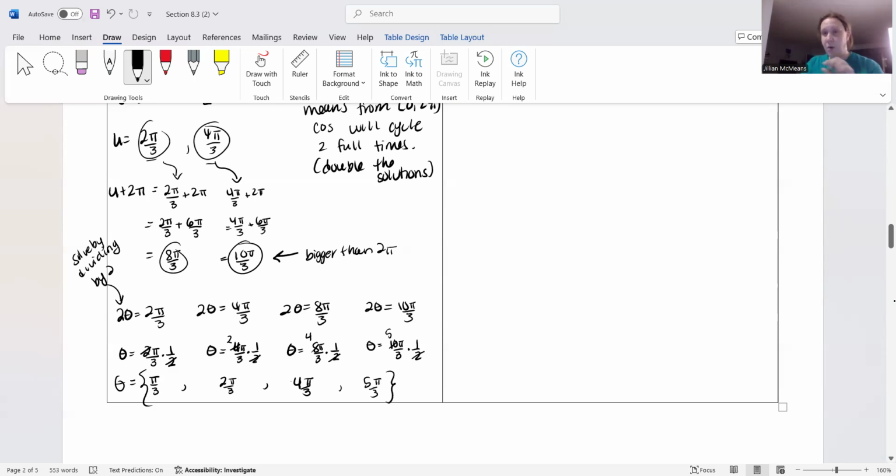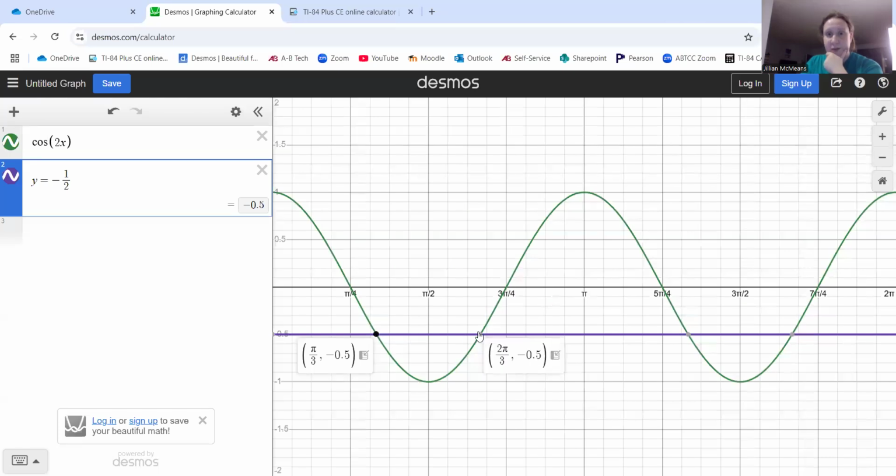So let's just take a quick minute and jump back over to Desmos. Now remember, pi over 3, 2 pi over 3, 4 pi over 3, and 5 pi over 3 are our solutions. Let's see what Desmos told us. So pi over 3, 2 pi over 3, 4 pi over 3, and 5 pi over 3.